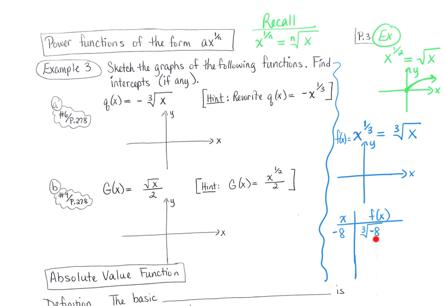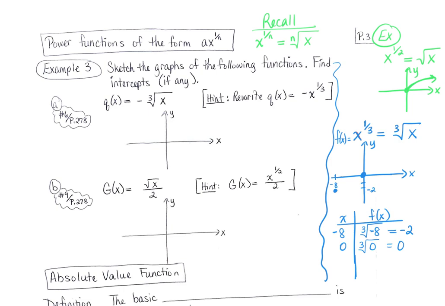-2. Good. -2. So this is equal to -2. So that means the point -8. So when x is -8, -2 is what you get. So the point (-8, -2) is a point on your graph. Whenever you have 0, what's the cube root of 0? What's the cube root of 0? 0. Good. So that means the origin is a point.